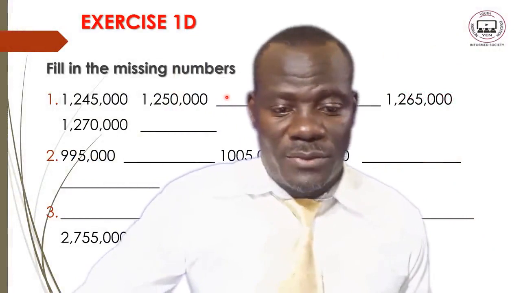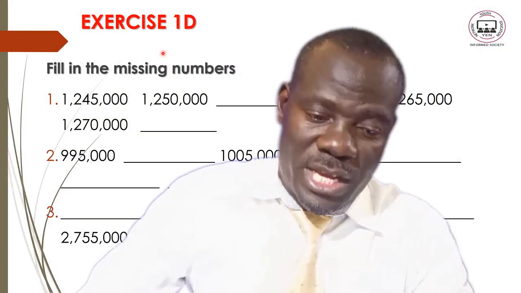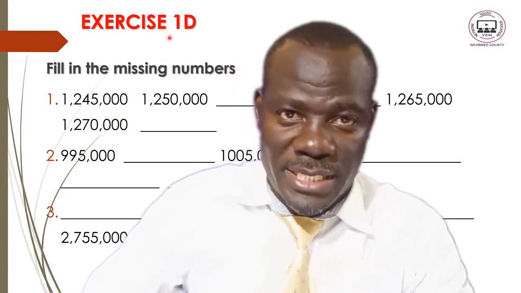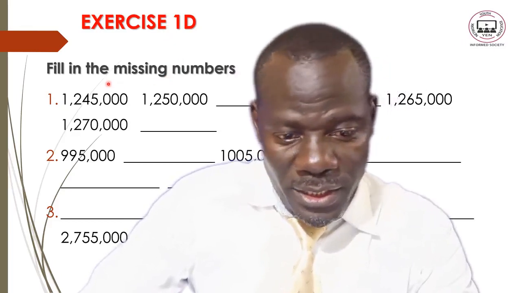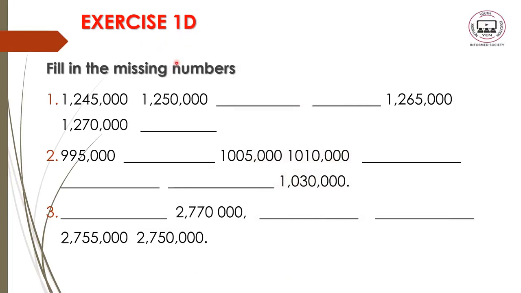Now, we have come to the end of this unit, counting numbers in intervals of 5,000. Here with me is an exercise on Unit 1D that we have been looking at. So read through these figures, count them, and fill in the missing numbers. You will see that it is a game that works very well.